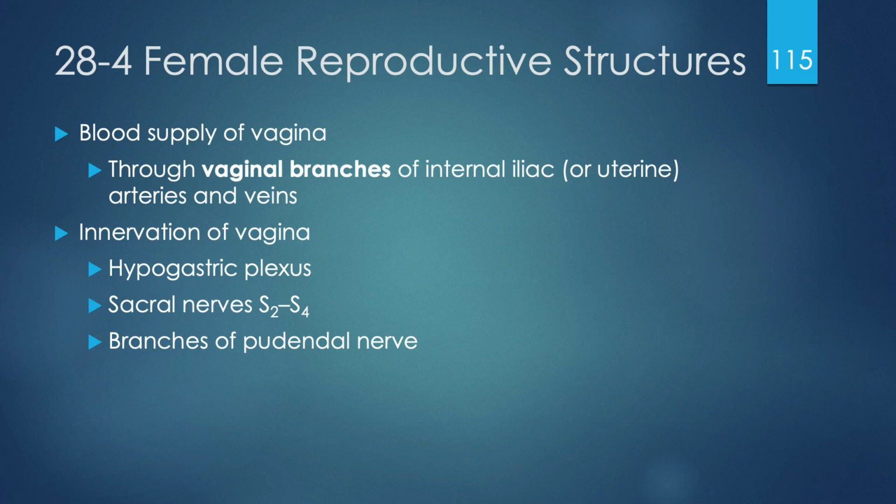The vagina is supplied with blood through the vaginal branches of the internal iliac artery, or the uterine arteries and veins. And the vagina is innervated by 3 different places: by the hypogastric plexus, the sacral nerves at levels S2 through S4, as well as branches of the pudendal nerve.